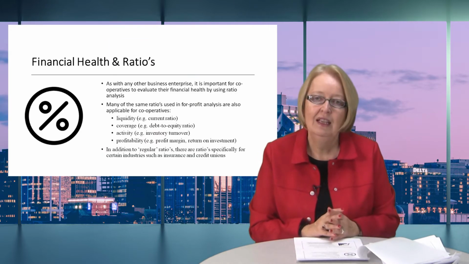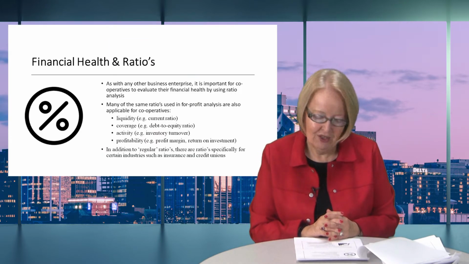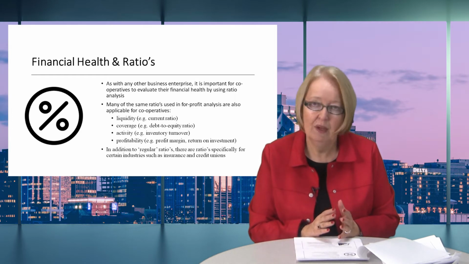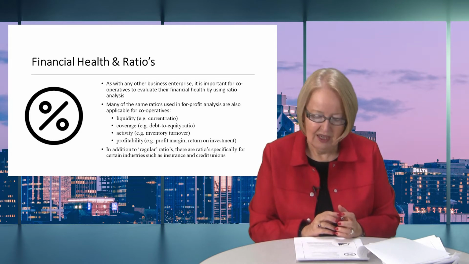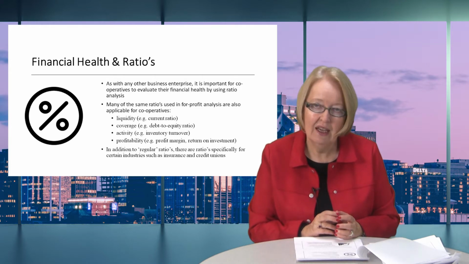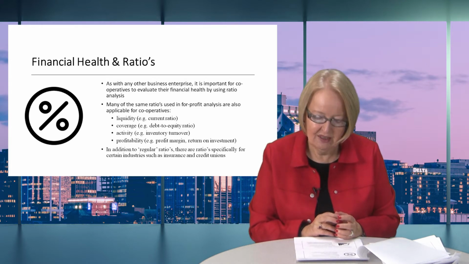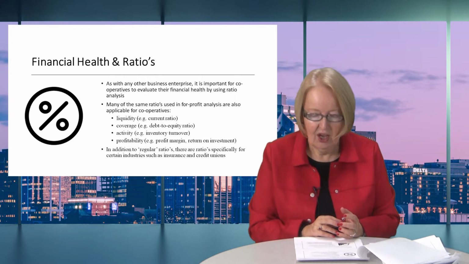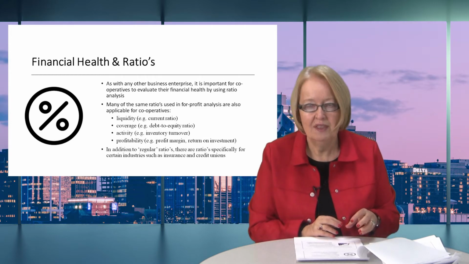So first of all, starting with financial health and ratios. As with any business enterprise, it's important to evaluate financial health by using ratio analysis. And many of the ratios that are used in for-profit analysis are also applicable for cooperatives. For example, liquidity. Liquidity talks about the ability of your co-op to have sufficient current assets to meet its current liabilities. So do you have enough cash to pay for your bills?